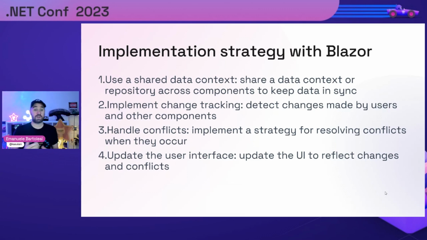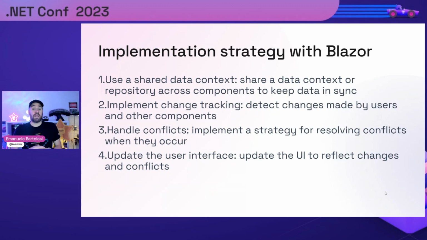The second one, you can implement change tracking for when you change a value on a component and maybe you want to update another component. In this case, you can use a state management system, but it's not mandatory. It's just up to you. For instance, in many of my applications, I don't use a state management system because I don't need it at all.